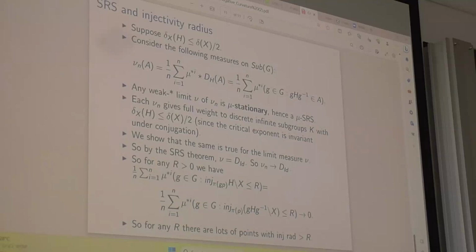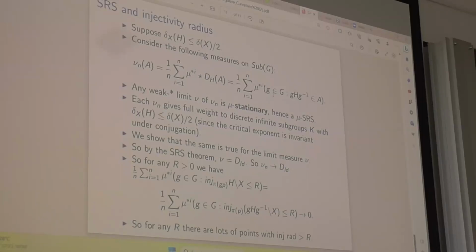And you convolve it by n steps of the random walk. Basically, you conjugate it: you take n steps of the random walk, and then you look at all the conjugates of H by those elements. So by definition, you get this thing in the second line.